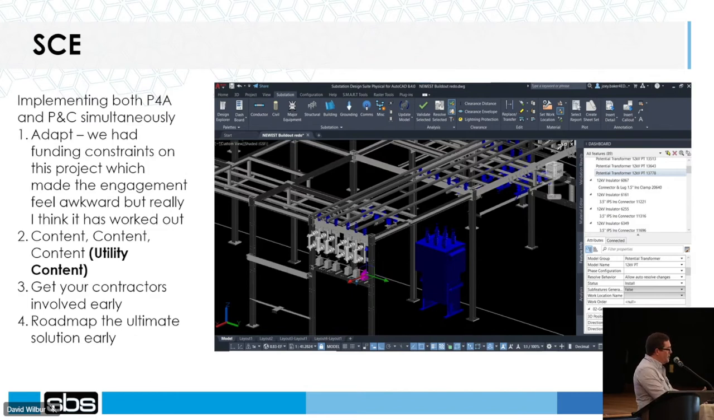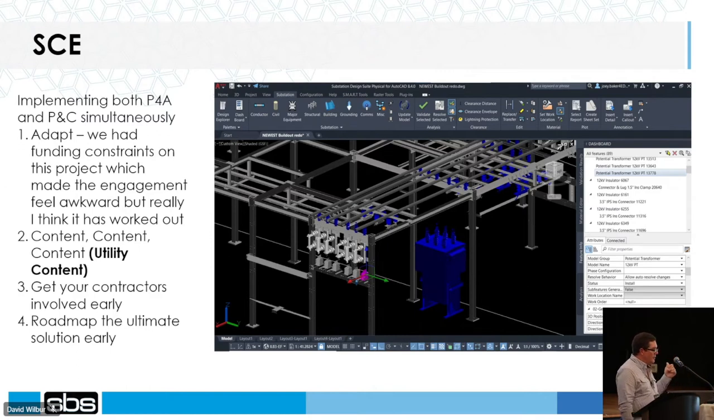What was really surprising here is that SCE did not spend a lot of time creating content initially. They went to our utility content site. They were able to download, create, and modify content to get that starter set of content you need within P4A in order to understand: what is P4A doing for me? What do I want it to do?